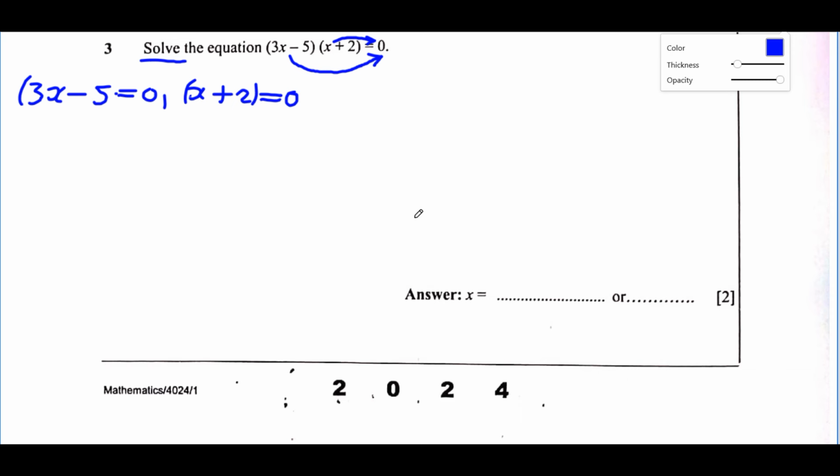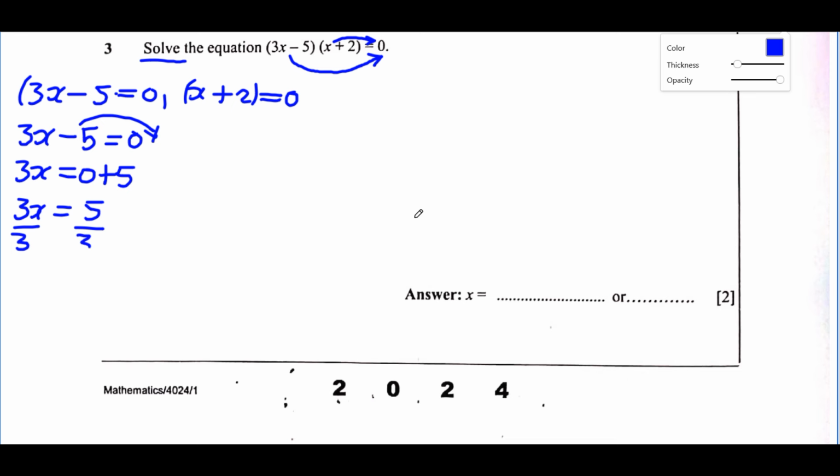So let's say 3x minus 5 is equal to 0. I'm going to shift negative 5 to the right side because our task is to solve for x. So negative 5 will become positive 5, so 3x is equal to 5, then divide both sides by 3. Therefore, the first solution is x is equal to 5 divided by 3.